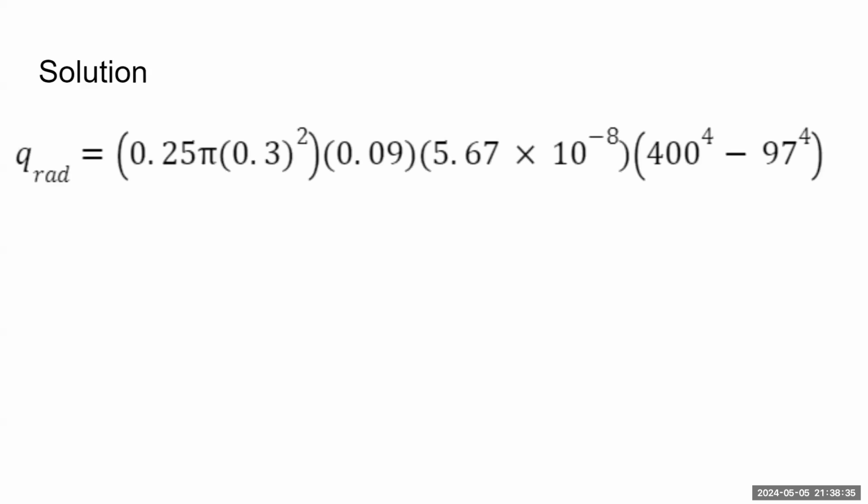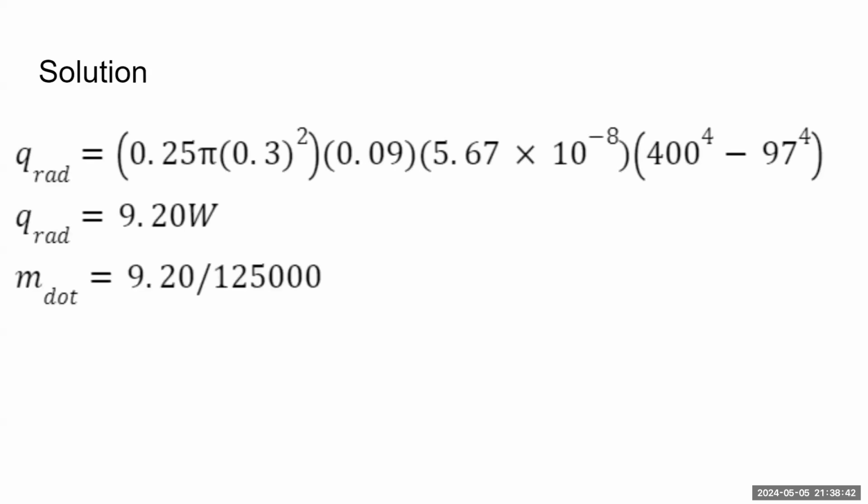To figure out if the foil will have the desired effect or not, we need to go through the whole process again, changing only the emissivity. This yields 9.2 watts. We can then sub that value into our equation for m dot, which yields 7.36 times 10 to the negative 5 kilograms per second. This is a smaller value than the previous answer, so the addition of aluminum foil to the system would be beneficial in reducing the amount of liquid nitrogen consumed.